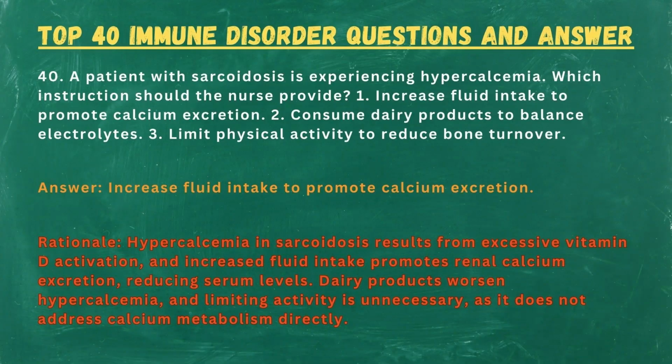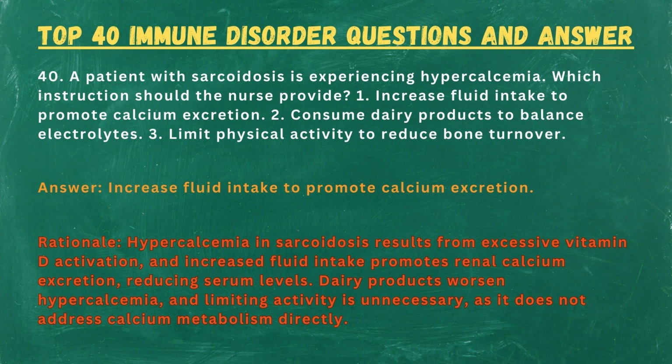40. A patient with sarcoidosis is experiencing hypercalcemia. Which instruction should the nurse provide? 1. Increase fluid intake to promote calcium excretion. 2. Consume dairy products to balance electrolytes. 3. Limit physical activity to reduce bone turnover. Answer: increase fluid intake to promote calcium excretion.